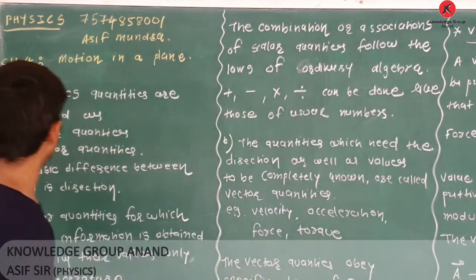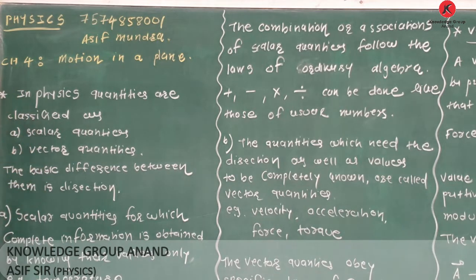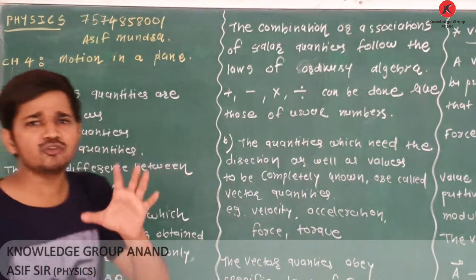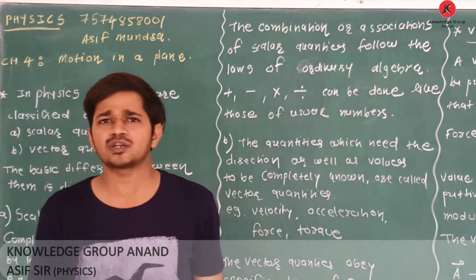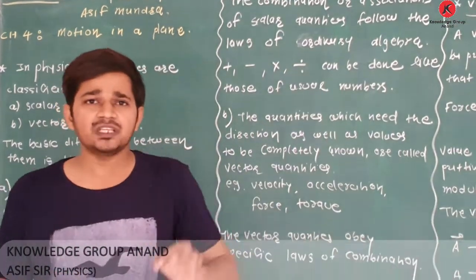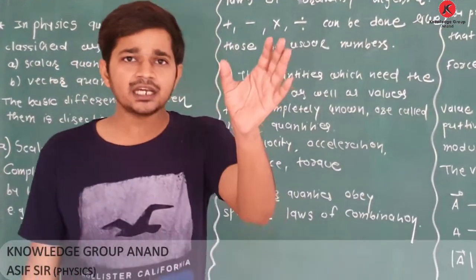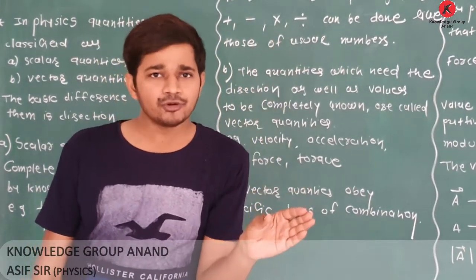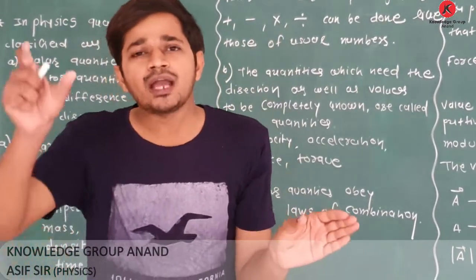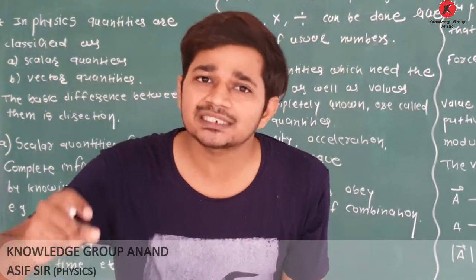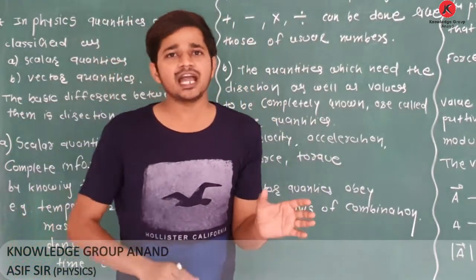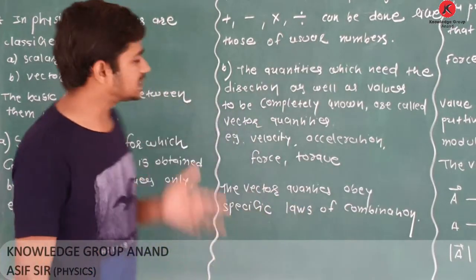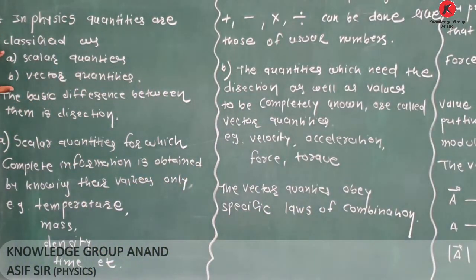Starting from motion in a plane. First point of this chapter is that physical quantities are classified as scalar quantities and vector quantities. You know what is difference between them. The basic difference between them is direction. Scalar quantities require only magnitude for full information, while vector quantities need magnitude as well as direction. Let us see some examples.